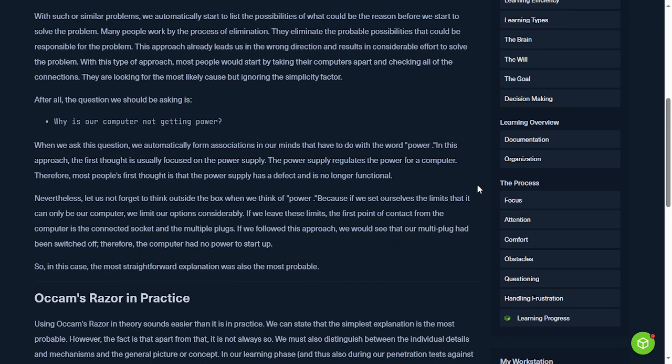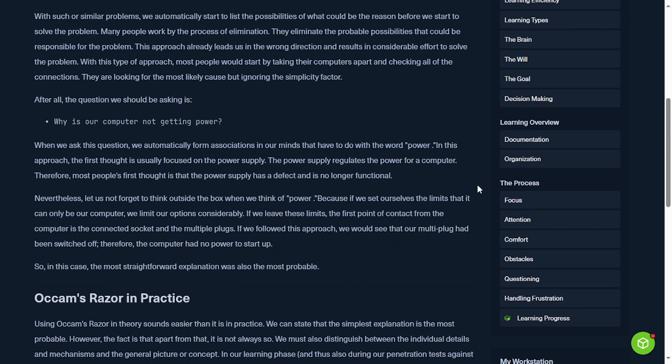Nevertheless, let us not forget to think outside the box when we think of power, because if we set ourselves the limits that it can only be our computer, we limit our options considerably. If we leave these limits, the first point of contact from the computer is the connected socket and the multiple plugs.